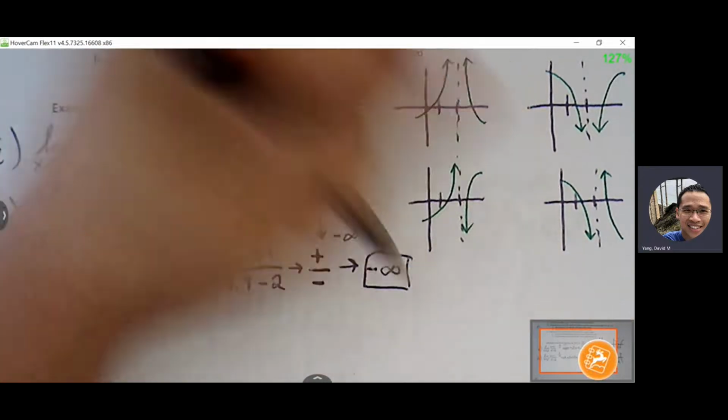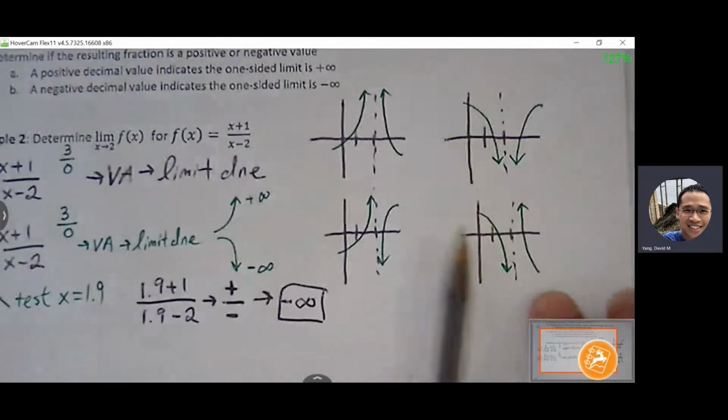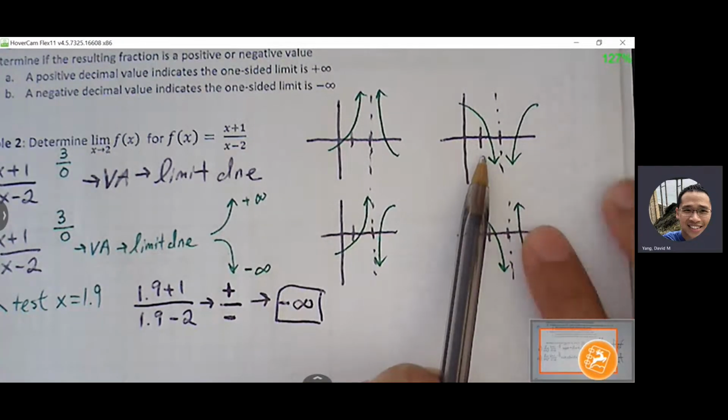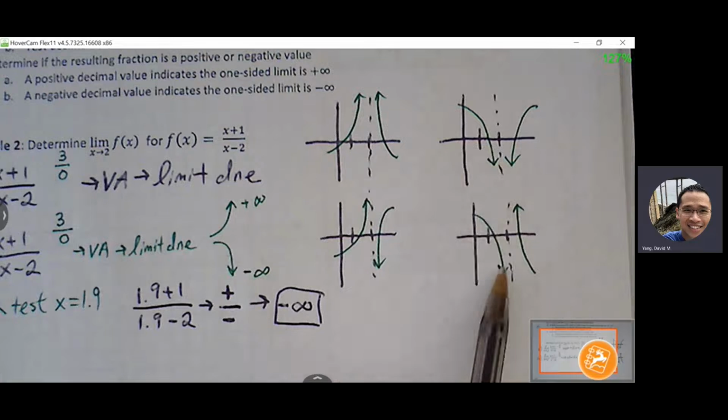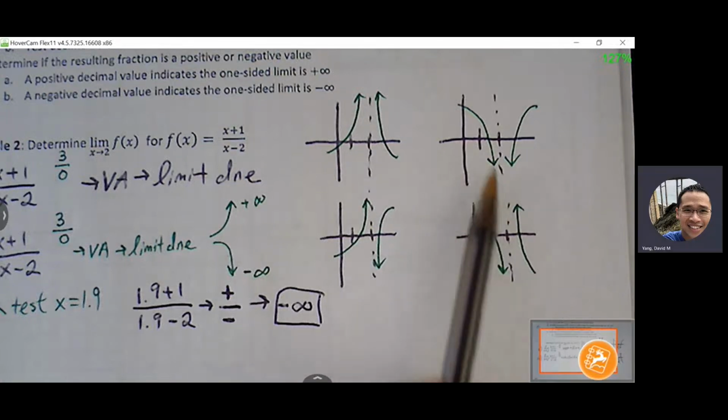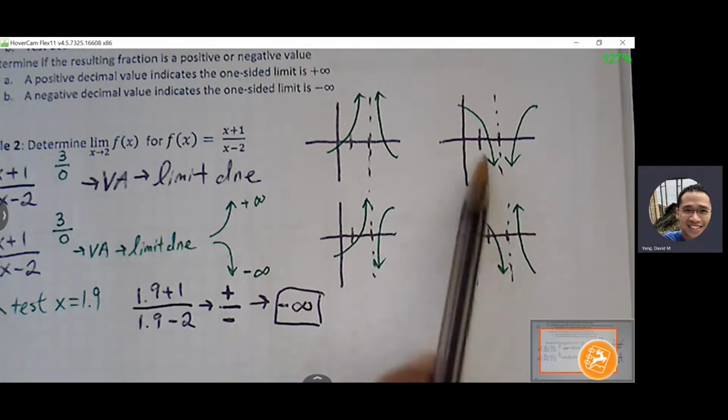So I know that my graph is going to be one of these two options, right? I don't know what's happening on the right side, but I know the left side is going to look like this. One of these two.